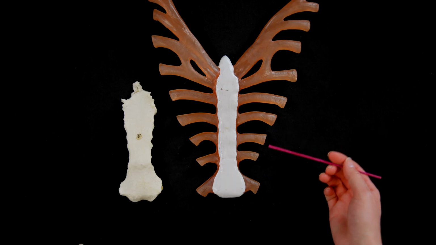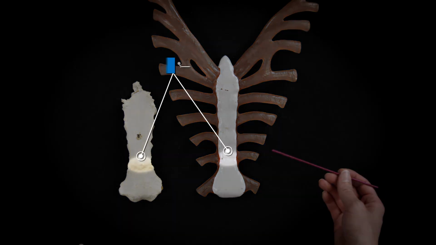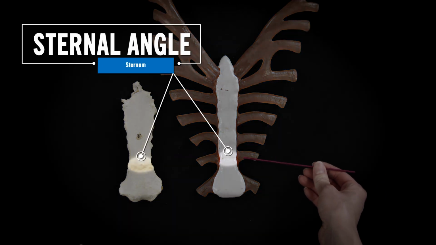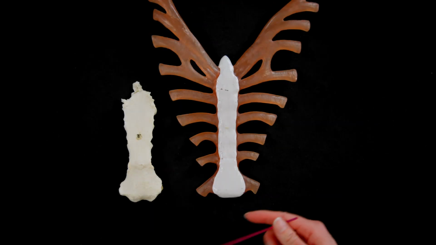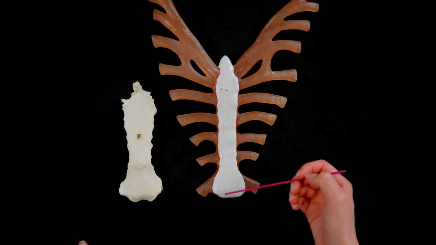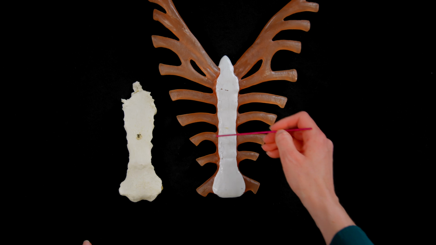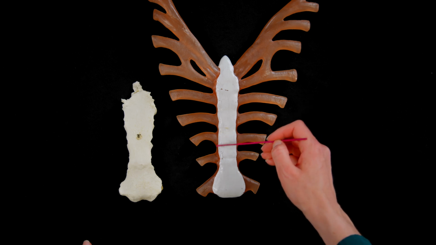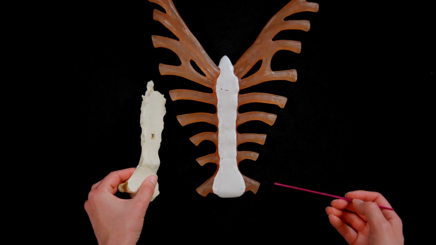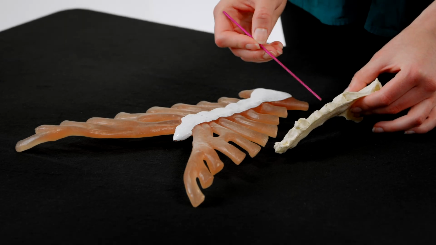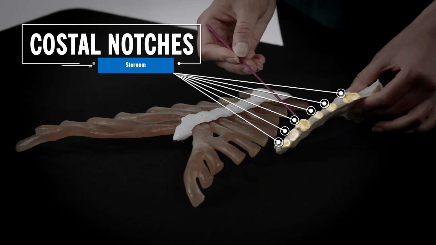In between the manubrium and the body, we have this line called the sternal angle. So sternal angle here, and then sternal angle right here on the real one. And then along the body, we have these costal notches where the costal cartilage connects. So you can assume that that's here on the model. And then if we tilt up the real bone, we can see our costal notches very clearly here.